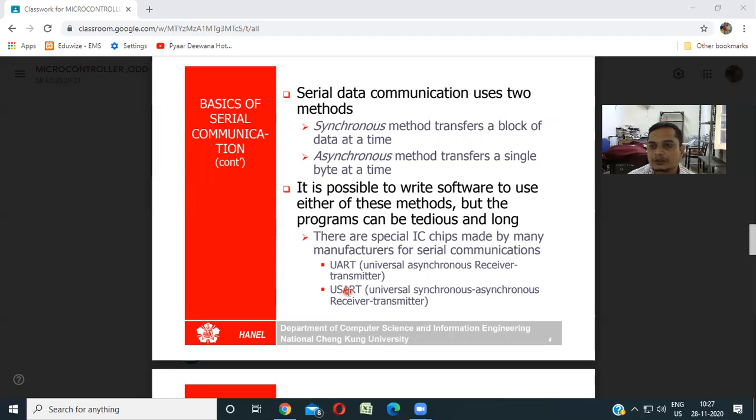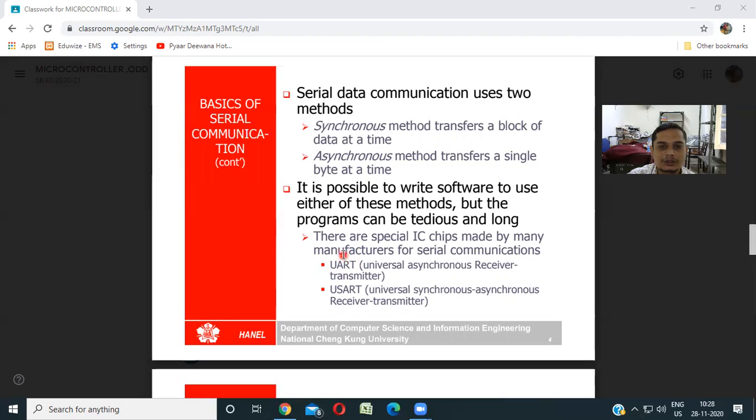So instead of that, dedicated integrated circuits are manufactured by different companies to employ serial communication, and these dedicated ICs are called UART. Instead of software, we are using the dedicated ICs called UART. UART stands for Universal Asynchronous Receiver and Transmitter.